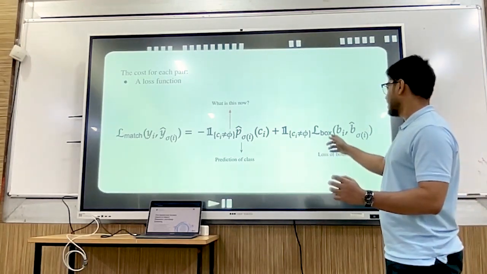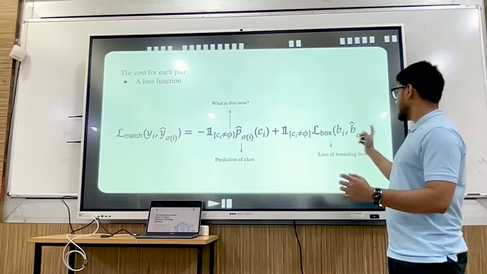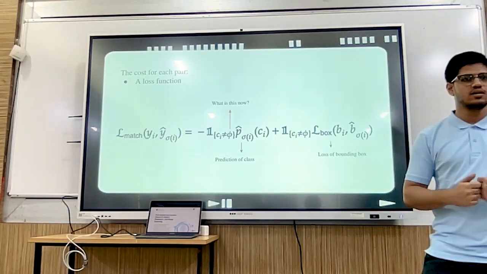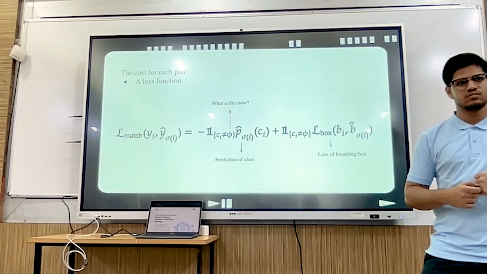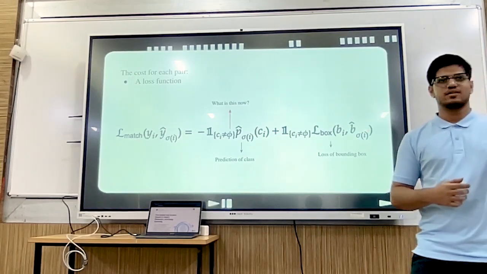What is this now? This is a loss function of the bounding box. And what is Bi and B hat? Anyone here who has any ideas? Bi is the bounding box on the ground truth, and B hat is the prediction. And the distance between them. Great. He gets an extra piece.